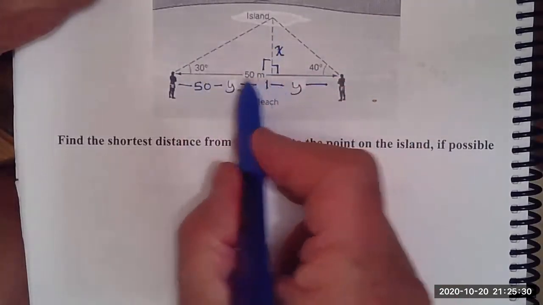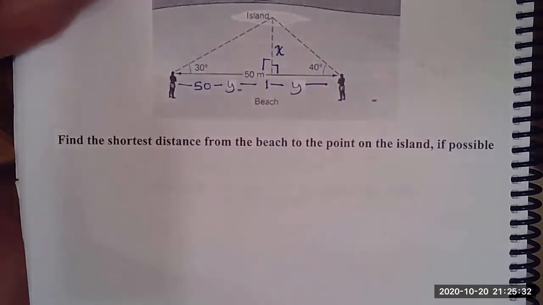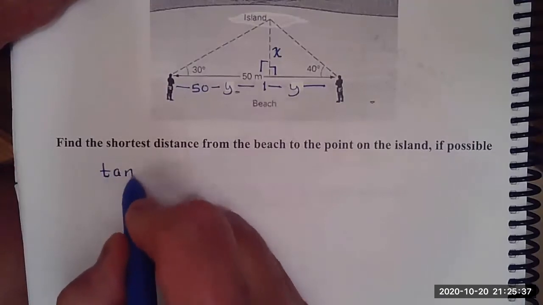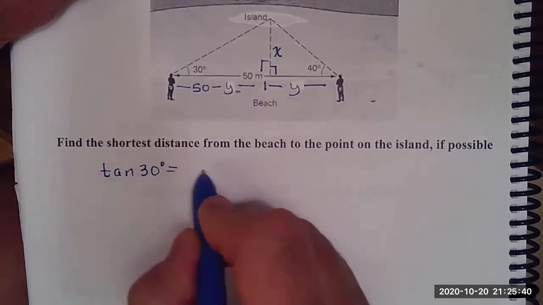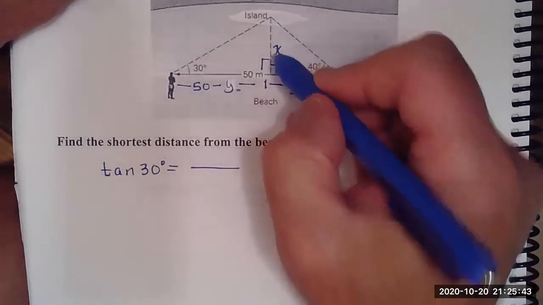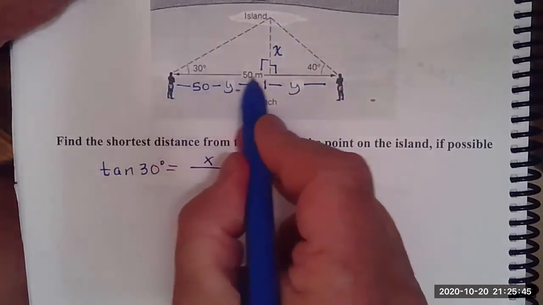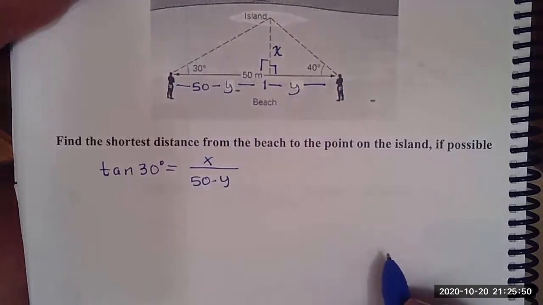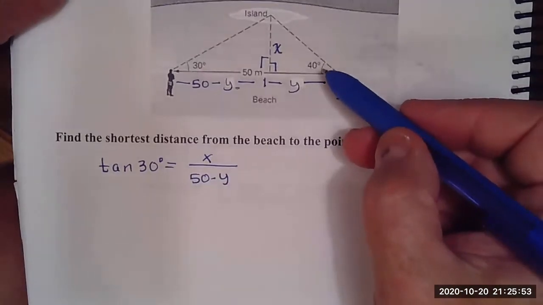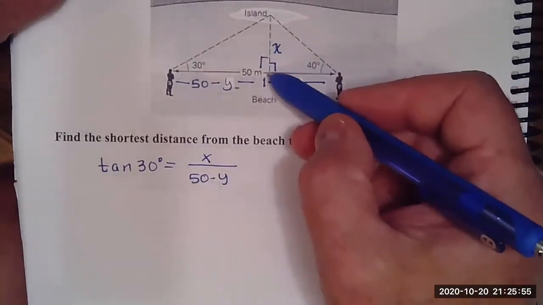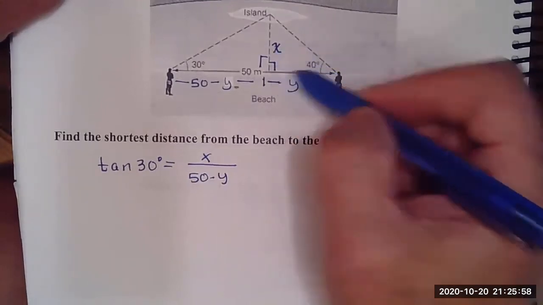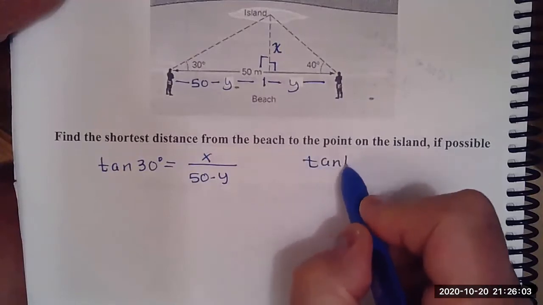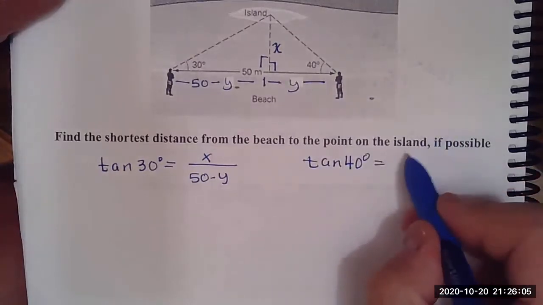All right, so here we go. That's opposite over adjacent. When I hear myself say opposite over adjacent, it's a tangent. So tangent of 30 degrees is the same as opposite over adjacent, x over 50 minus y. And if I look at this angle, 40 degrees, opposite over this adjacent is x over y. Again, that would be tangent. Tangent of 40 degrees is equal to x over y.